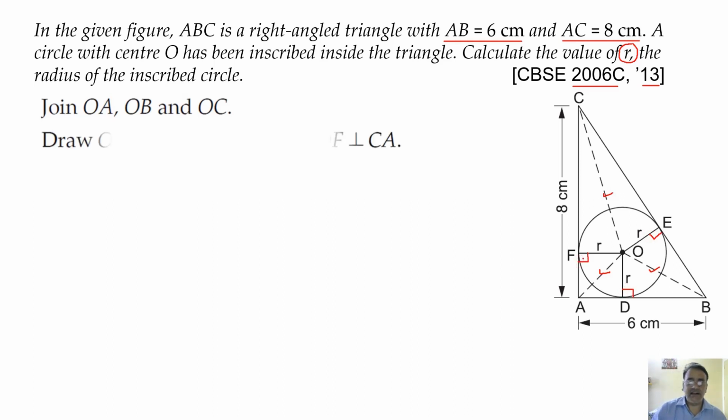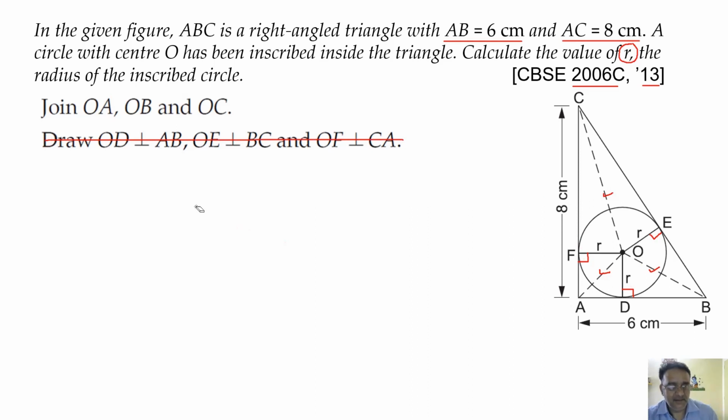Why are these 90 degree? Sir, because tangents are perpendicular to the radius. Yes, very good. Tangent is perpendicular. So here draw will not be needed, okay? Cut this out, and you can write the rest.